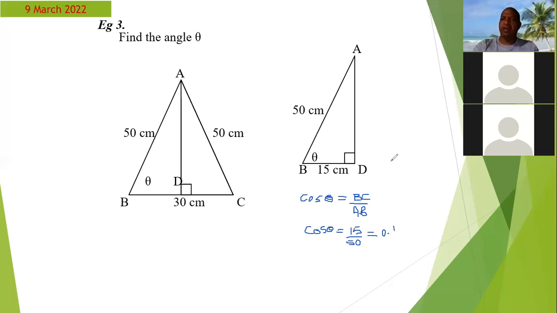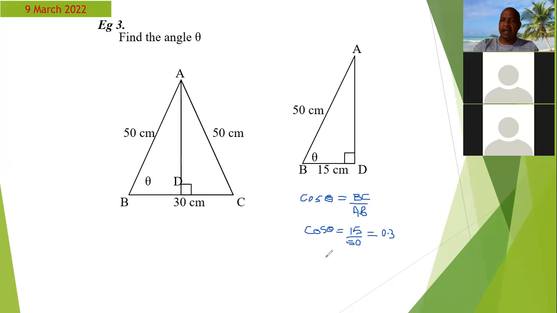All right, where do we go from there now, Ms. Waysam? All right, sir. We'd press second function and cos. I did that and then entered 0.3 and I got 72.5. So I rounded that off to 73.